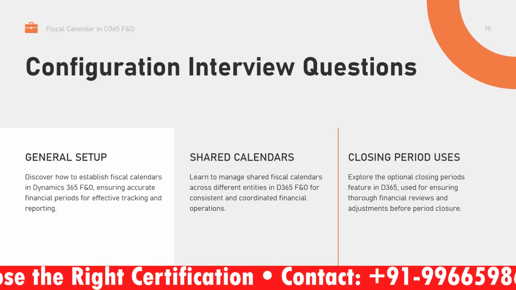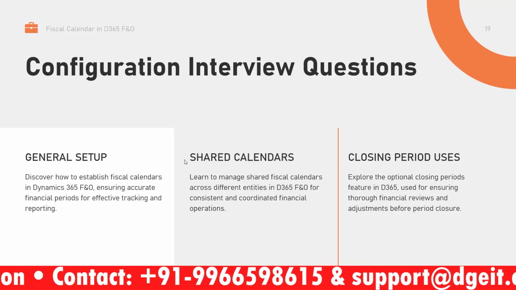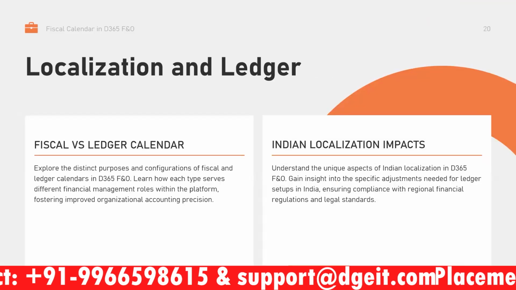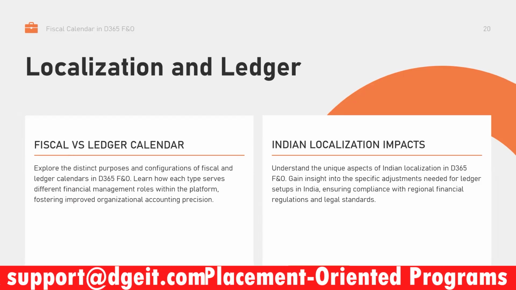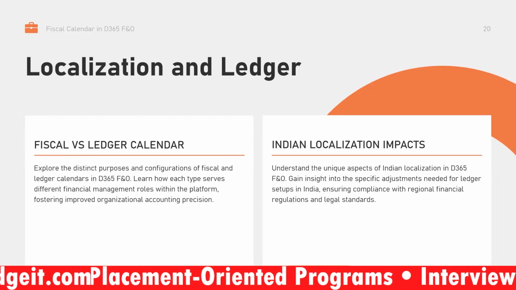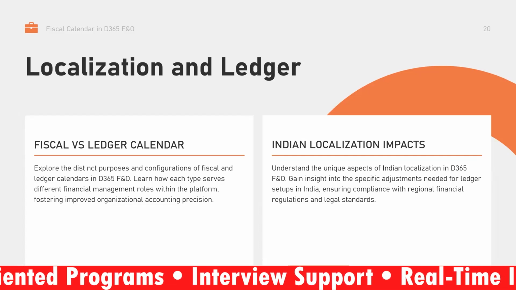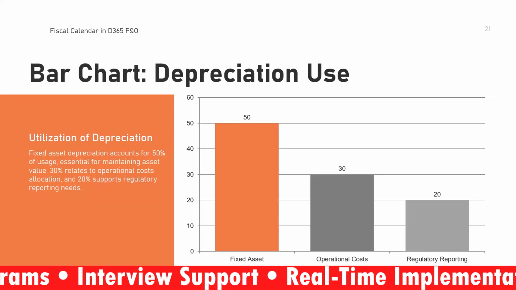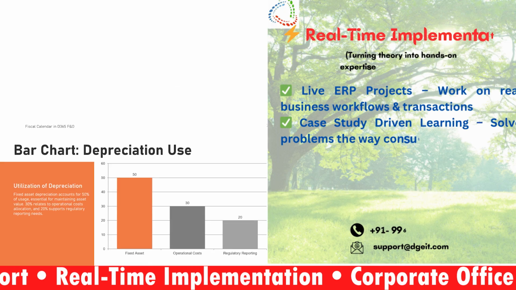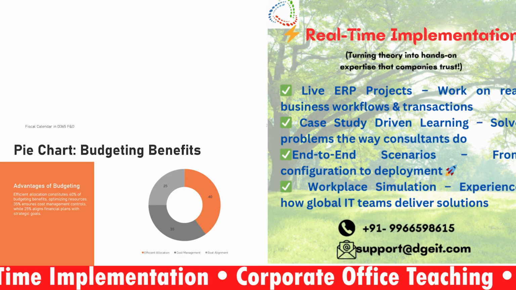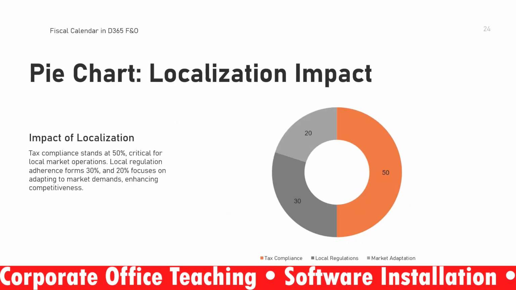What is the difference between a fiscal calendar entity level and a shared calendar, and closing period statuses like open, on hold, and permanently closed? And localization specific: what is the difference between the fiscal and ledger calendar? What is the impact when you are going to have India localization along with US? What are the important factors in D365 Finance and Operations? And then we can see the utilization of depreciation, how it is going to be used in fixed assets, operation cost and regulatory, how we are going to use it in the budgeting module, that is reporting level, and localization impact.